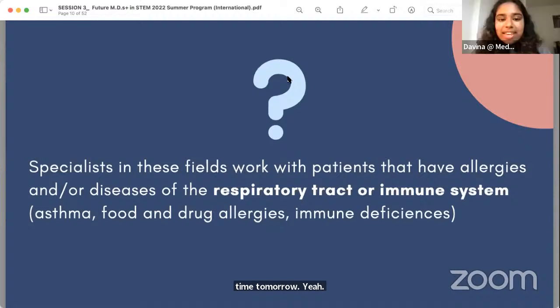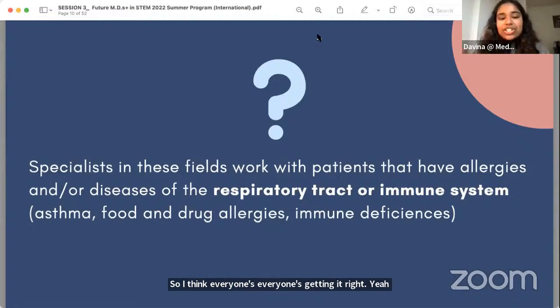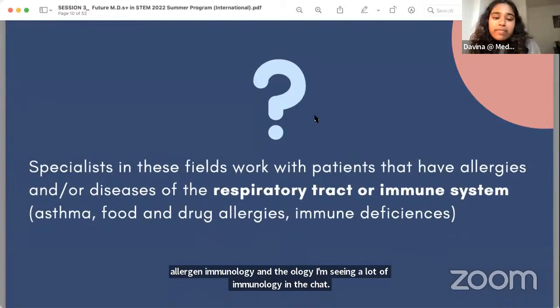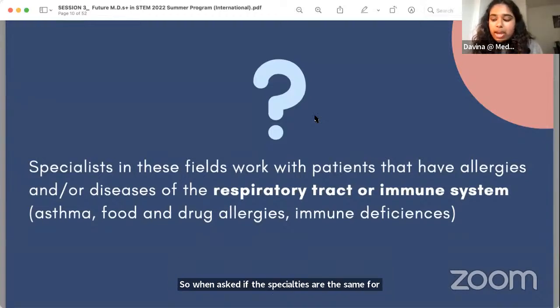Yes, so I think everyone's getting it right. Yes, allergy and immunology. I'm seeing a lot of immunology in the chat. Someone asks if these specialties are the same for nurses too. And for that question, I'm not 100% sure.